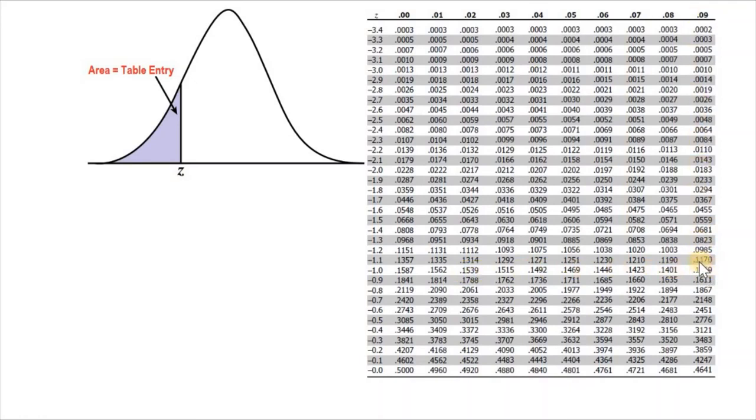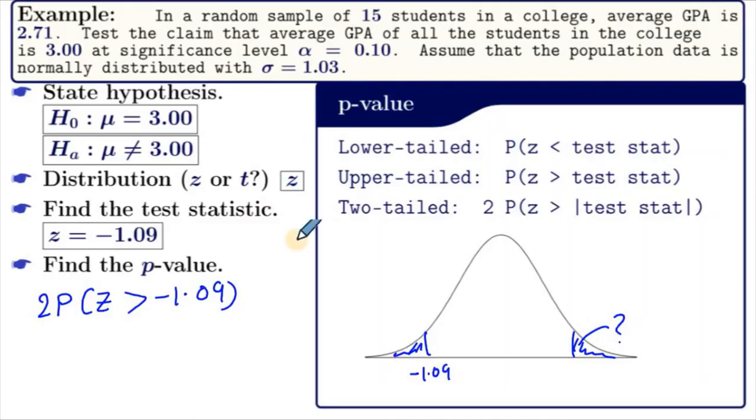So we get this number here, which is 0.1379. So basically, this area here is 0.1379. So we will just multiply that by 2, which gives us 0.276. So this is our p-value.